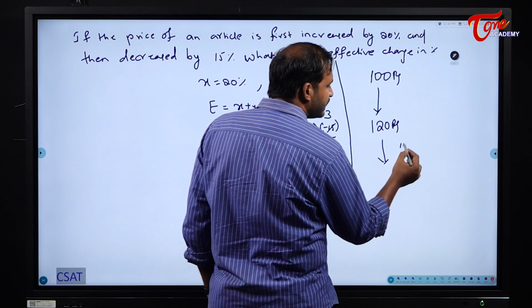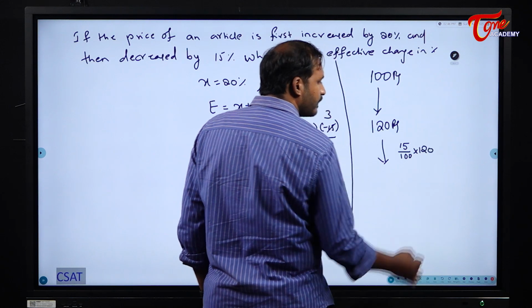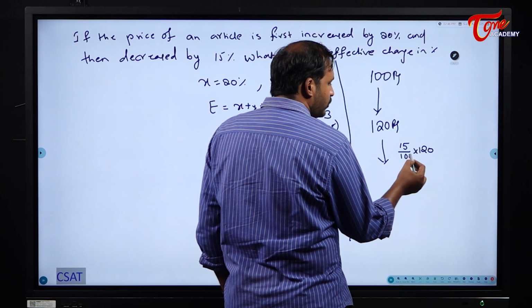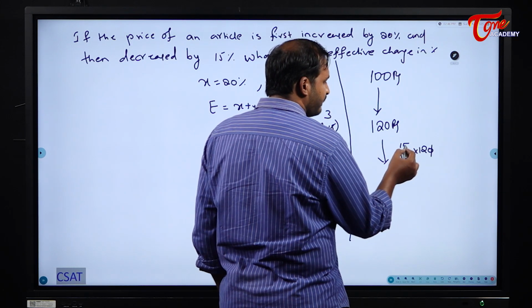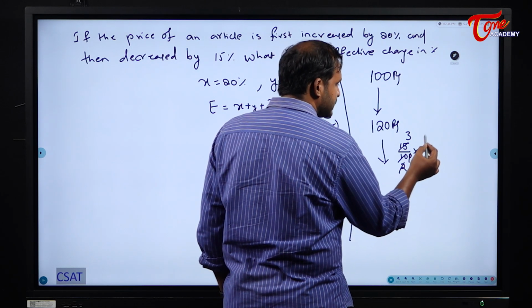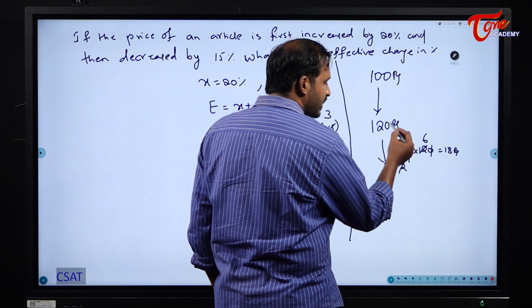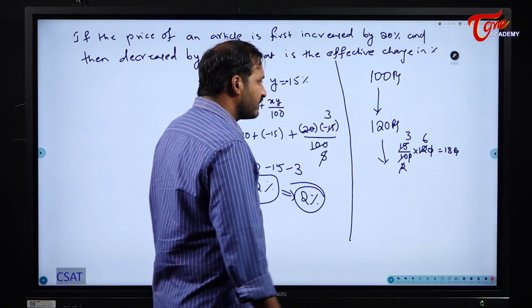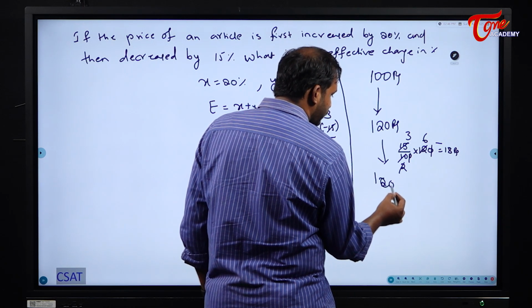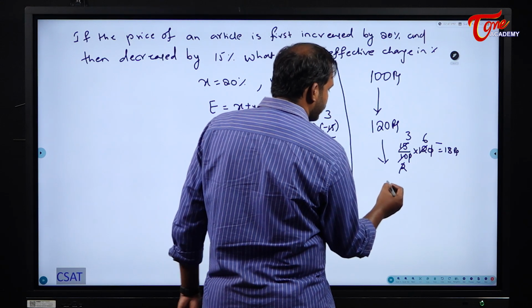If you don't know, try to find. How will you find 15 percentage of 120? 15 by 100 into 120. So now what happens to this? The zeros get cancelled. Next 5 threes are 15, 5 twos are 10, 2 ones are 2, 2 sixes are 12. So it becomes 18 rupees. Should you add this 18 or subtract? Subtract. Why? Because it is decreasing. So this becomes 102 rupees.